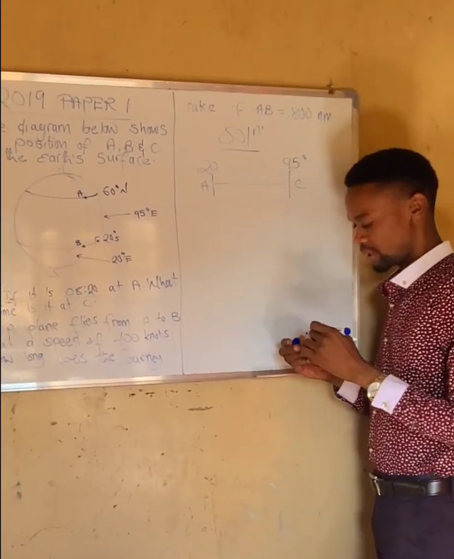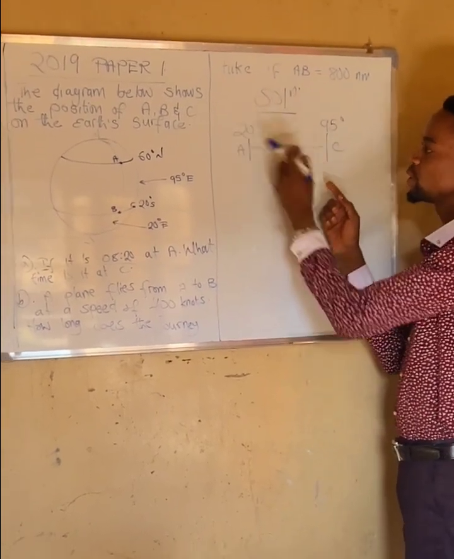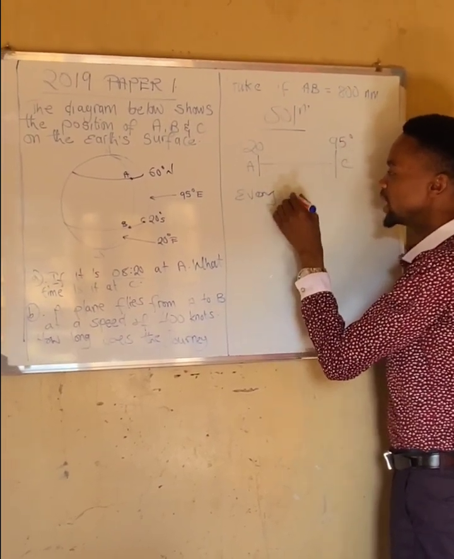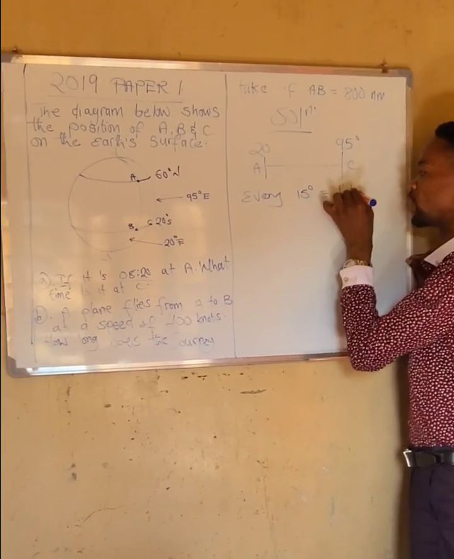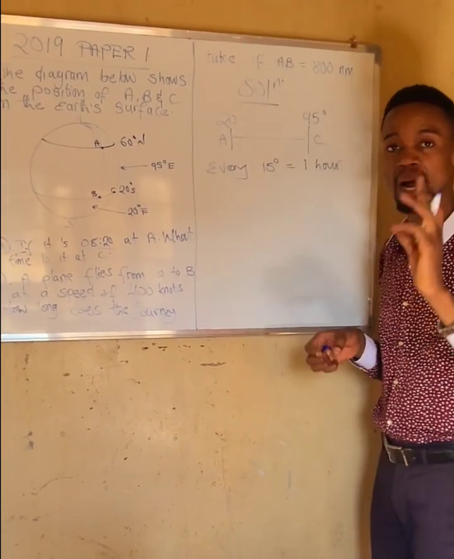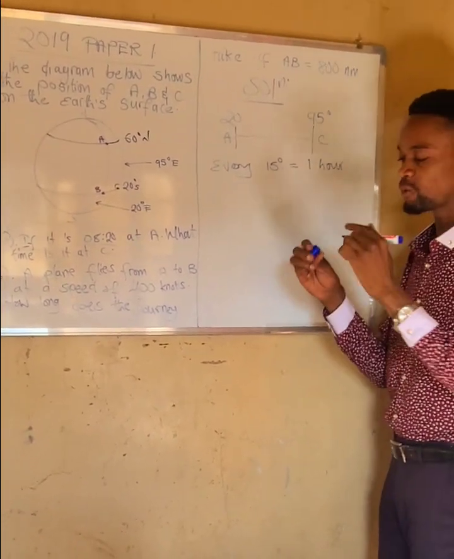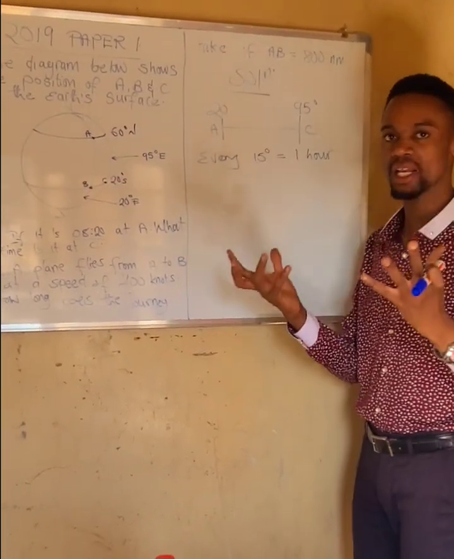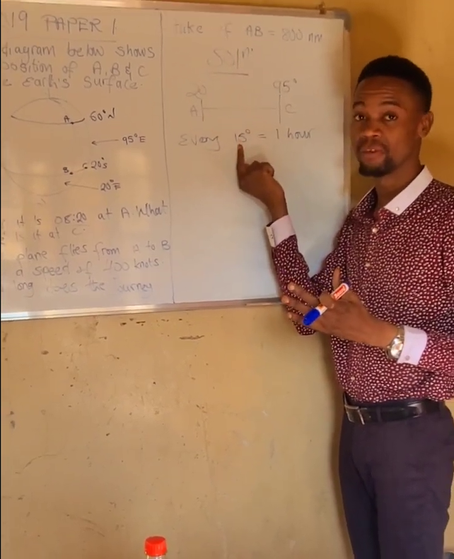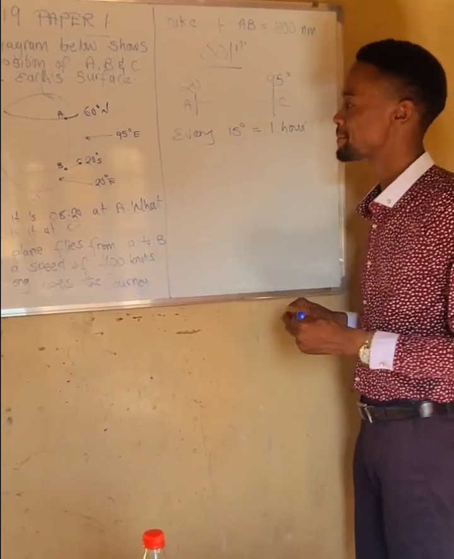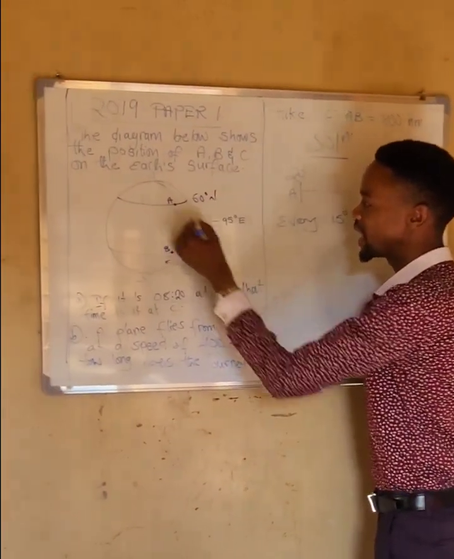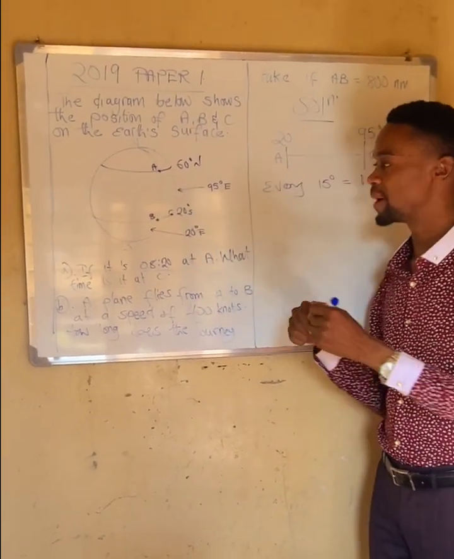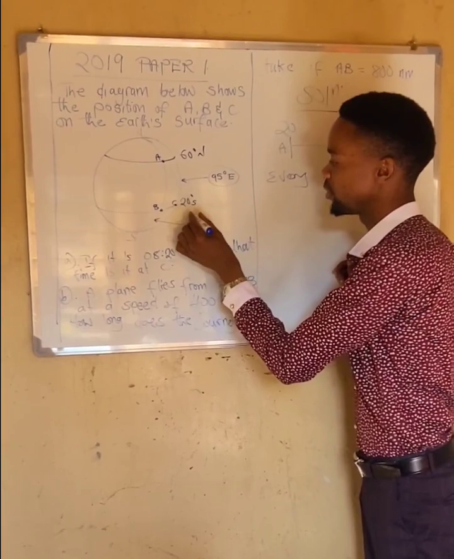Okay, so according to this topic, we should know that every 15 degrees is equal to 1 hour. Every 15 degrees make up 1 hour. So all we have to do now is to find the difference between these 2 points, and then we get that degree, and that's what we divide by 15 so that we have the hours that we're looking for. If you look at point A and C, they are both on the same hemisphere. They are both on the east side.